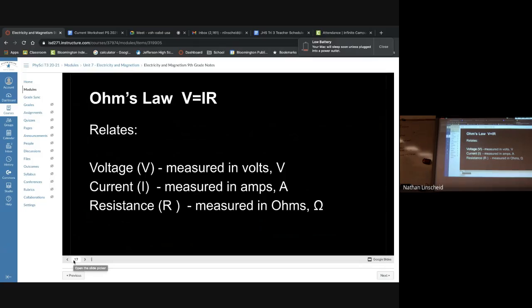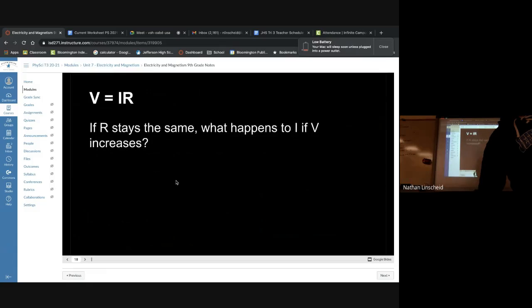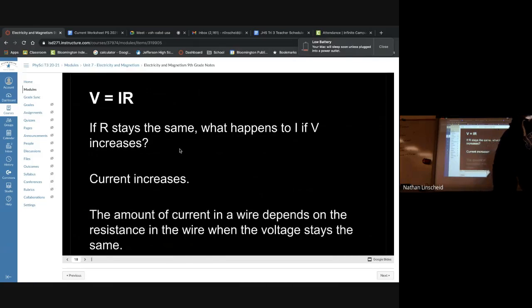All right, so what we see in this equation is that current and resistance are what we say inversely proportional, meaning that if you increase current, it must be because resistance went down.